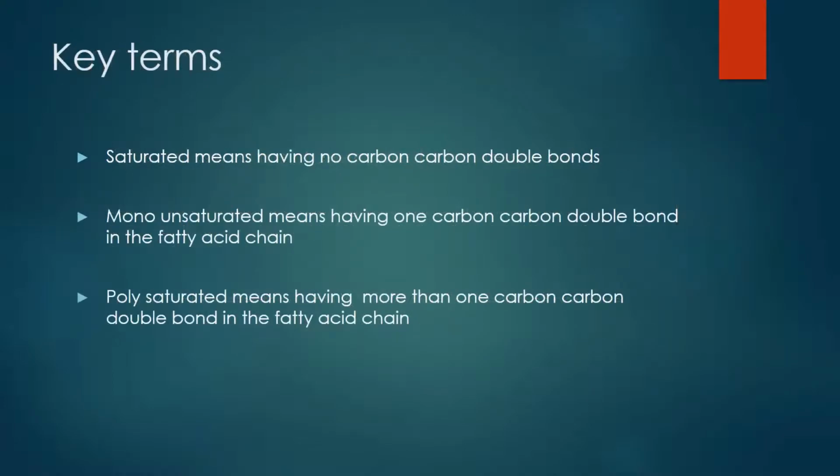Some key terms that we should know are that saturated means having no carbon-carbon double bonds. Monounsaturated means having one carbon-carbon double bond in the fatty acid chain. Polyunsaturated means having more than one carbon-carbon double bond in the fatty acid chain.